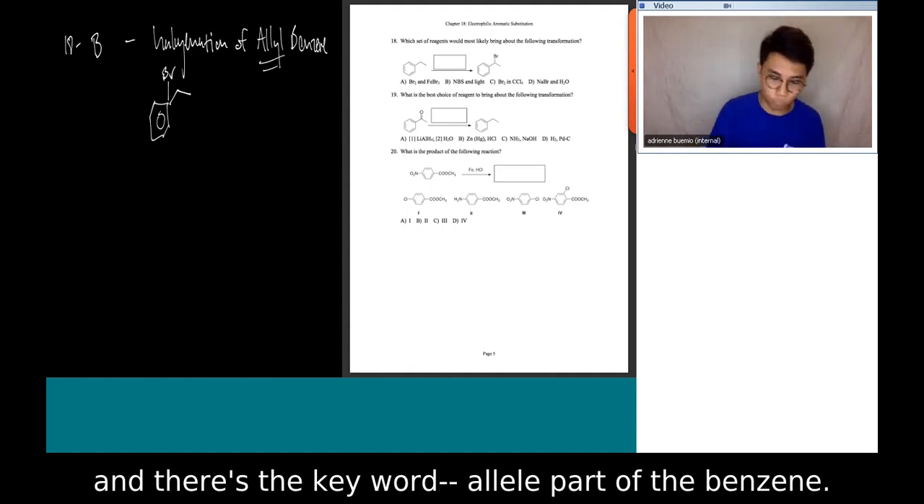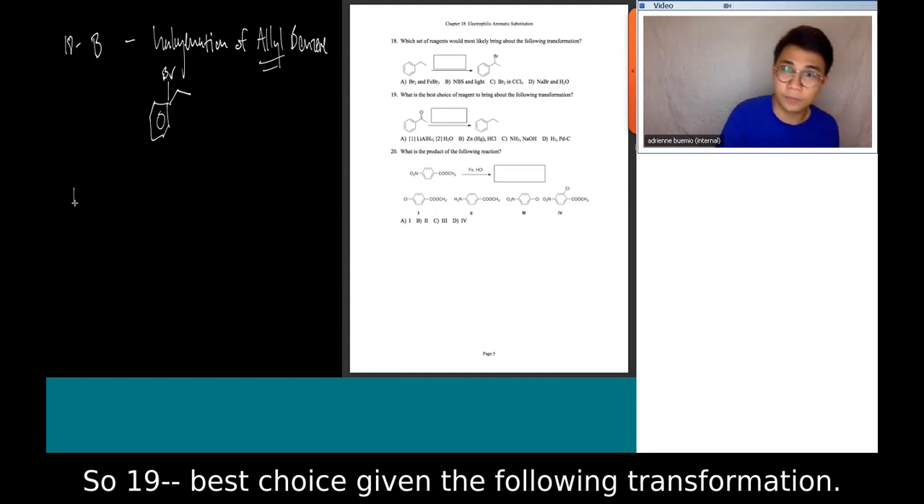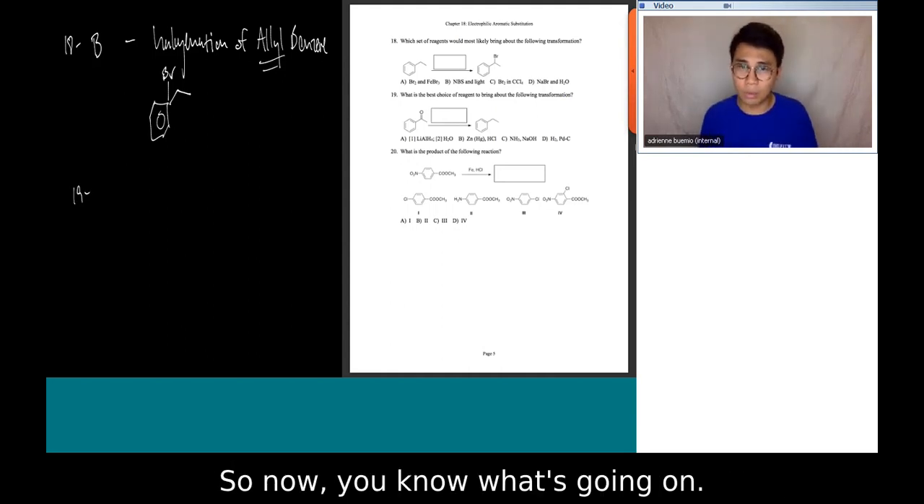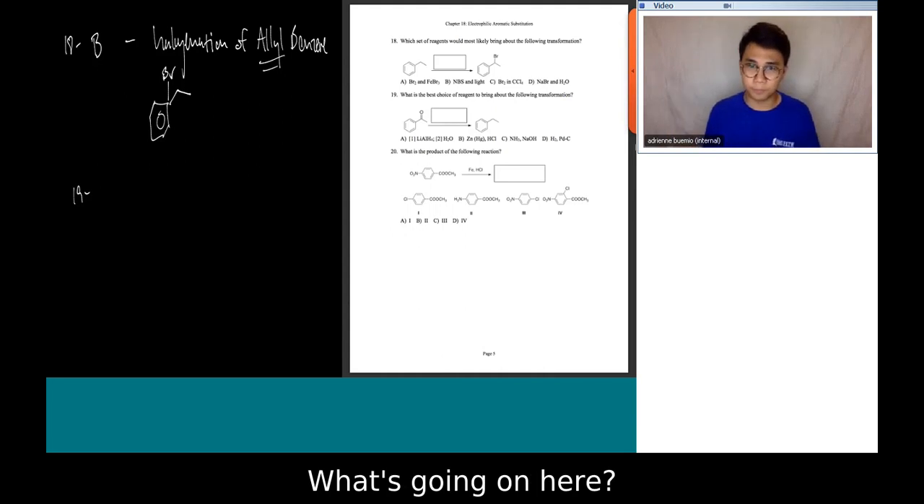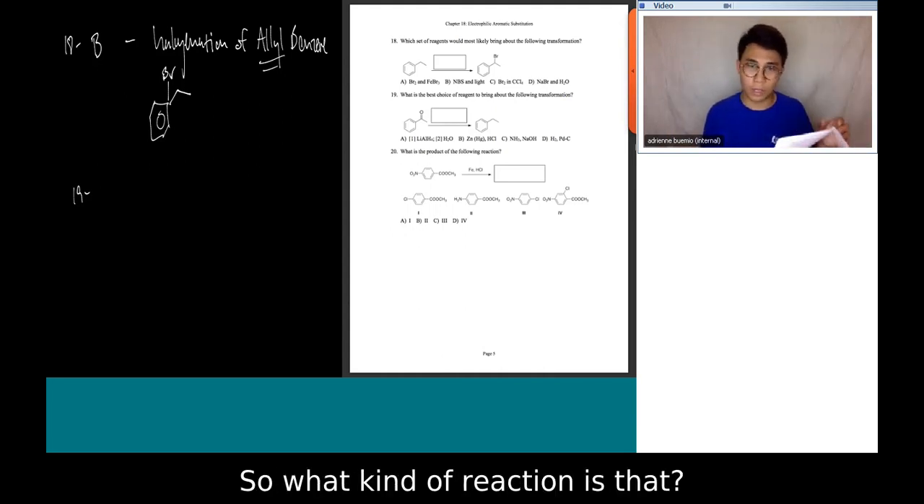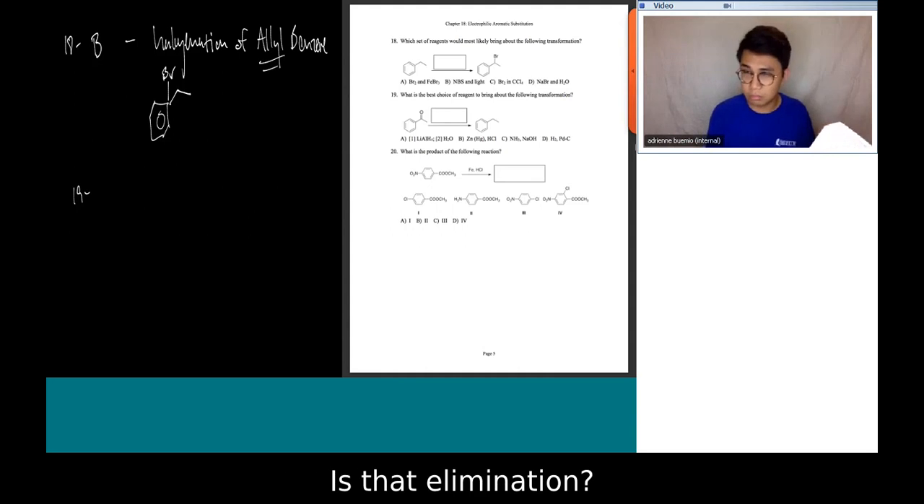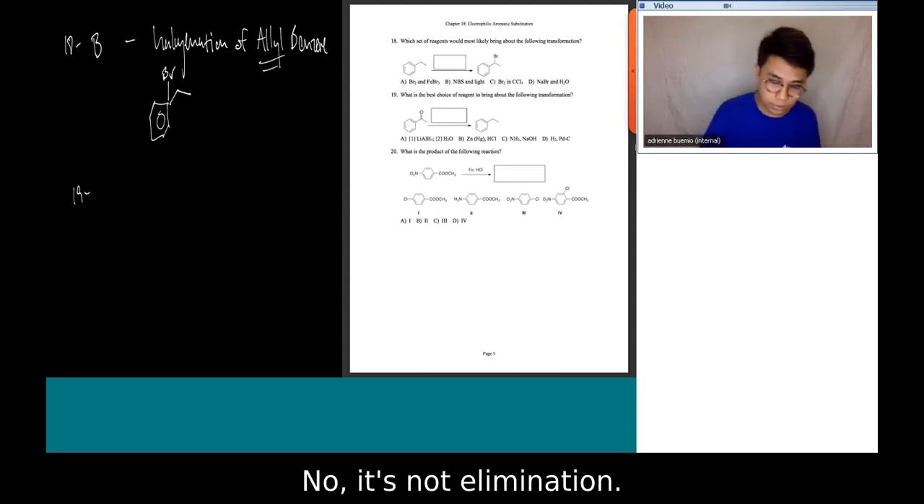Okay, so 19, best choice reagent to bring the following transformation. So now you know what's going on. What's going on here? We got rid of the carbonyl. So what kind of reaction is that? Is that elimination? No, it's not elimination. So because why?